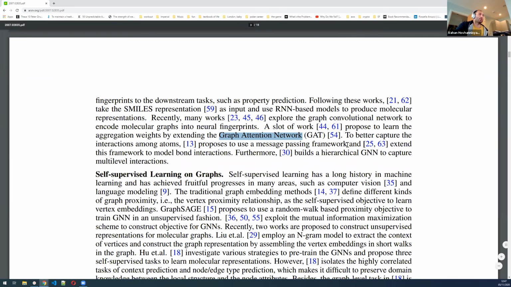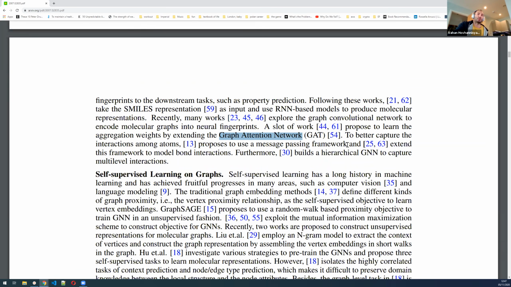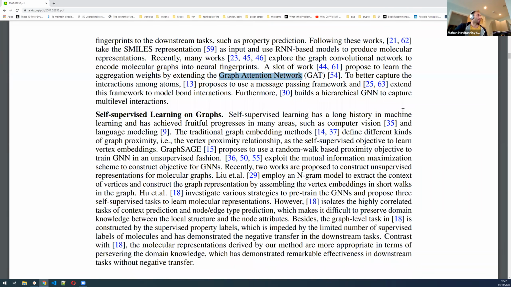But this message passing framework is a generic way to describe how node features are passed between neighbors and aggregated together to use to predict a given node. Okay, we'll see the formula in a bit.